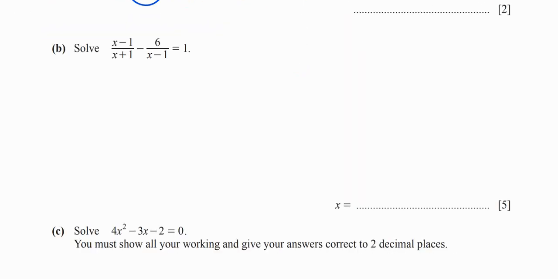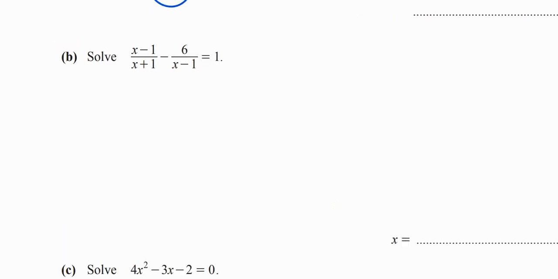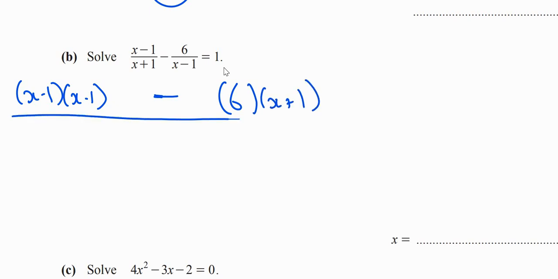Moving on, we have question number B. Over here, what we will do, we will cross multiply. So you will do x minus 1 multiply by x minus 1. Then you have this minus 6 bracket x plus 1 upon x plus 1 x minus 1 is equals to 1.